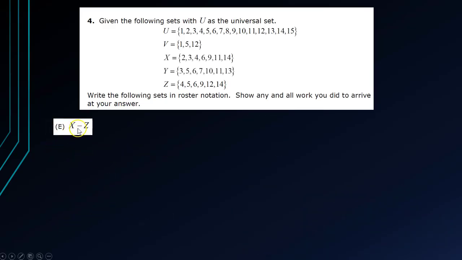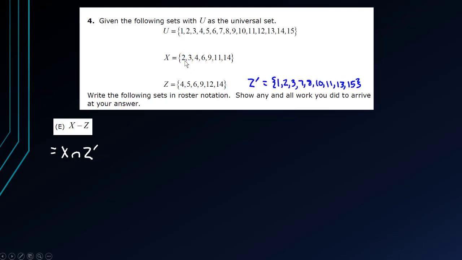For E, X minus Z, for set notation, this is the same thing as me saying X and not Z. So I'm focusing only on X and Z. Now I can either just say, okay, looking at X and excluding anything that also is found in Z. So I would say, okay, of this list here, 4 would be gone, 6 would be gone, 9 would be gone, and 14 would be gone. So what I'd be left with is basically 2, well, go back here. I'll be left with 2, 3, and 11, basically. I'm not going to remove a 12 because I don't have one to remove.